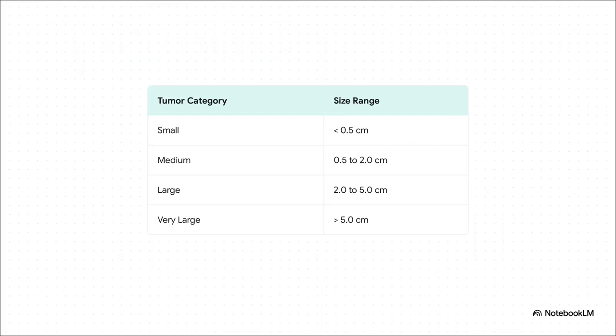Now, what about that tumor size? For TURBT codes, precise measurement is crucial for medical necessity. Let's rapid-fire these categories. Small is anything under 0.5 centimeters. Medium is 0.5 to 2.0. Large is 2.0 to 5.0, and very large is anything over 5.0 centimeters. So jumping back to our scenario, a 3.5 centimeter tumor falls squarely into that large bucket.